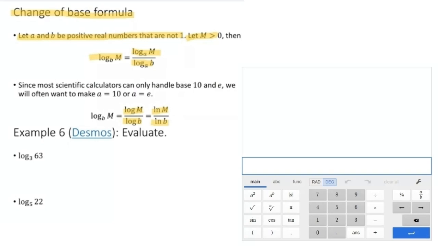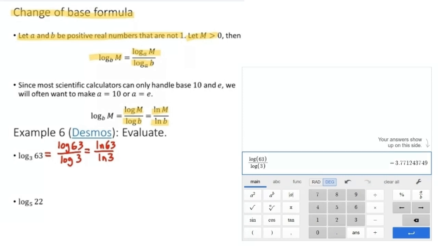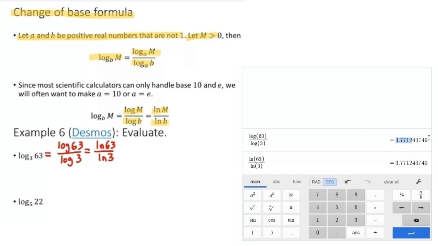Taking a look back at example 6, we can apply the change of base formula to log base 3 of 63. If we choose to write with the common log, we would have log of 63 over log of 3, and if we choose natural log, it would be natural log of 63 over natural log of 3. To illustrate that they both give you the same answer, let's go to Desmos. When we type in log of 63 divided by log of 3, we get about 3.7712. And notice that if we use natural log instead of log, we get the exact same answer for both.